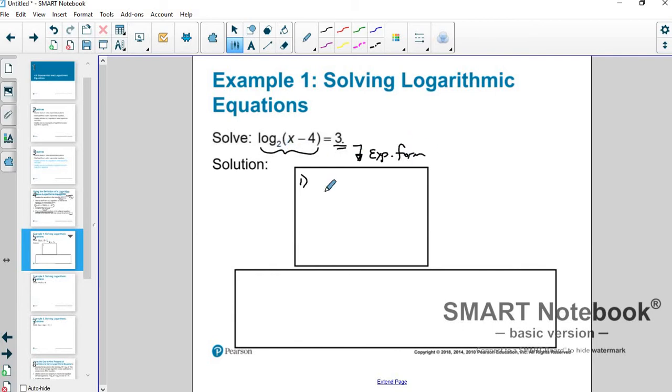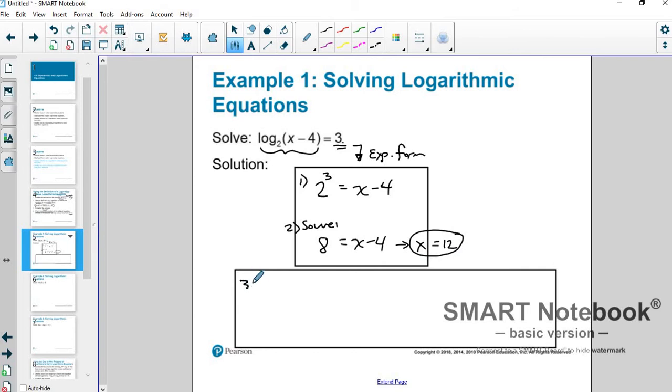What does that look like? The base is 2, and then the power is 3, and that equals x minus 4. So that's the first step, to put it in exponential form. The second step is to solve. So we get 8 equals x minus 4, and that tells me that x equals 12.